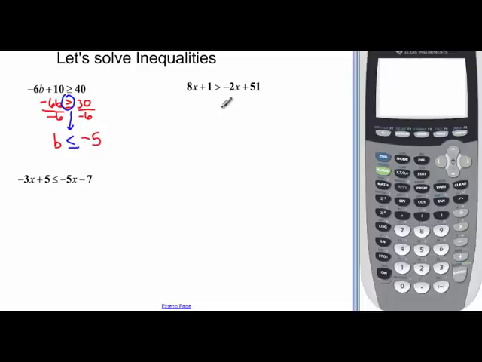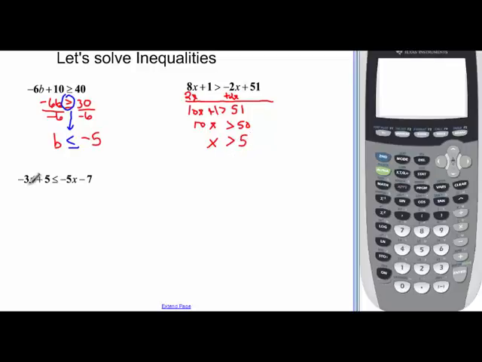So the tricky part about this one is that we have x's on both sides. But if we're careful, we can make sure that it's a positive x so that we don't have to worry about if we have to change the inequality or not. Now, when I look at these two x values, this is 8 and this is 2. 8 is larger and it's already positive, so it would be better to bring the 2 to the other side. So I'm going to add 2x to both sides. So now I have 10x plus 1 greater than 51. And if I subtract my 1, 10x is going to be greater than 50, and I'm dividing by a positive number, so x is going to be greater than 5.